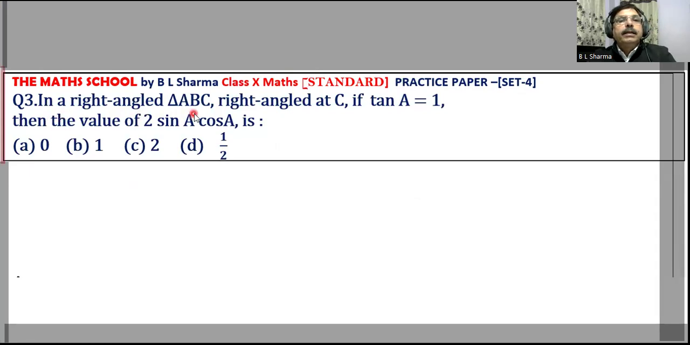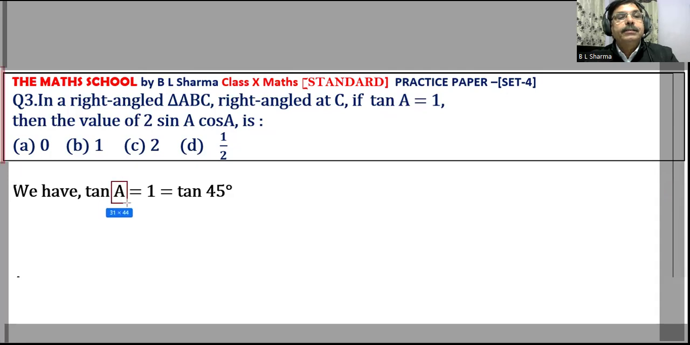In a right angle triangle ABC, right angle at C, tan A is equal to 1. Then what will be the value of 2 sin A cos A? See how to do. We have tan A is equal to 1. And what is the value of 1 in tan? Tan of which angle is 1? We know tan 45 is 1. So in place of 1, we can write tan 45. So now we have to compare here.